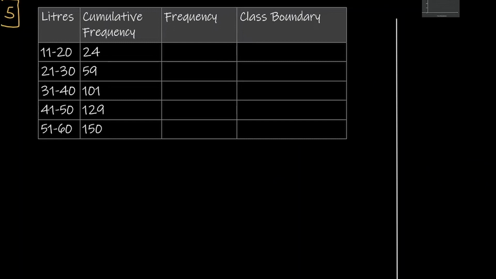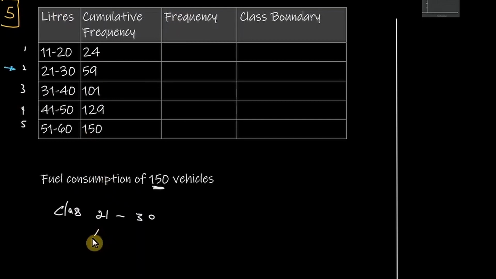So in question 5, we have a statistics question and we are shown a cumulative frequency distribution. What we're shown is the fuel consumption of 150 vehicles. In the first instance, we're asked to determine the lower class boundary of the class 21 to 30. So let's just identify we have 1, 2, 3, 4, 5 different classes. And in class 2, which is the class 21 to 30, we're asked to determine the lower class boundary.